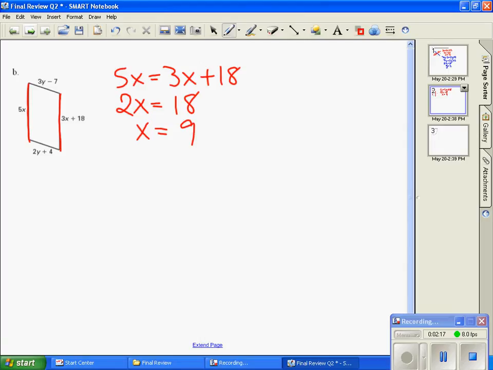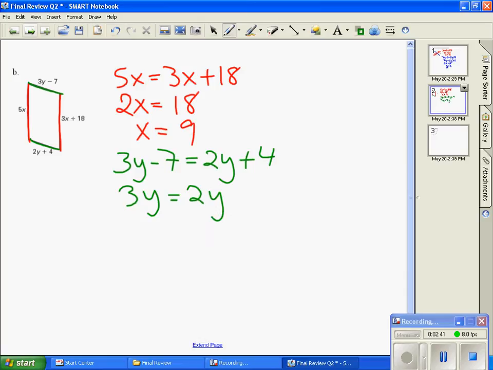So now we do the same thing for y. So 3y minus 7 and 2y plus 4. So set those two equal to each other. Let's add 7 to both sides. I'm going to subtract 2y from both sides. So that leaves me with y on this side and 11 on the other side. And that's it.